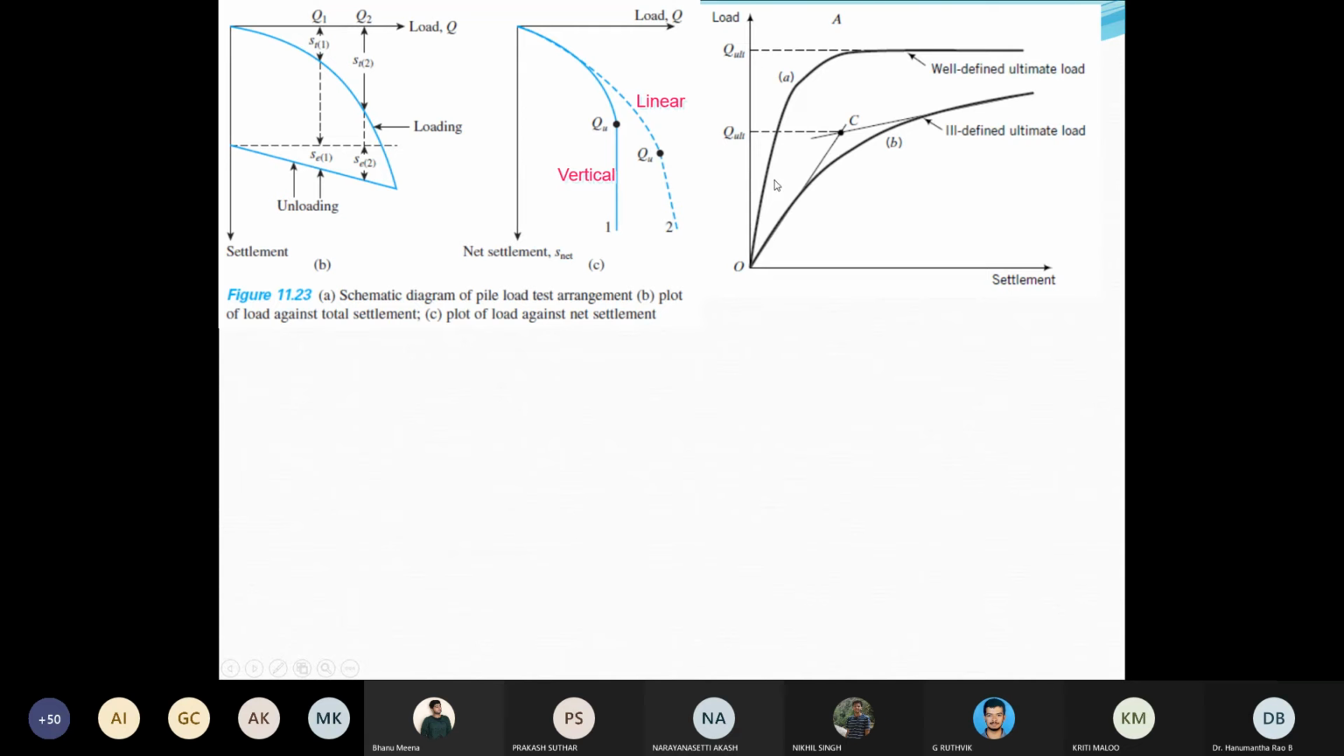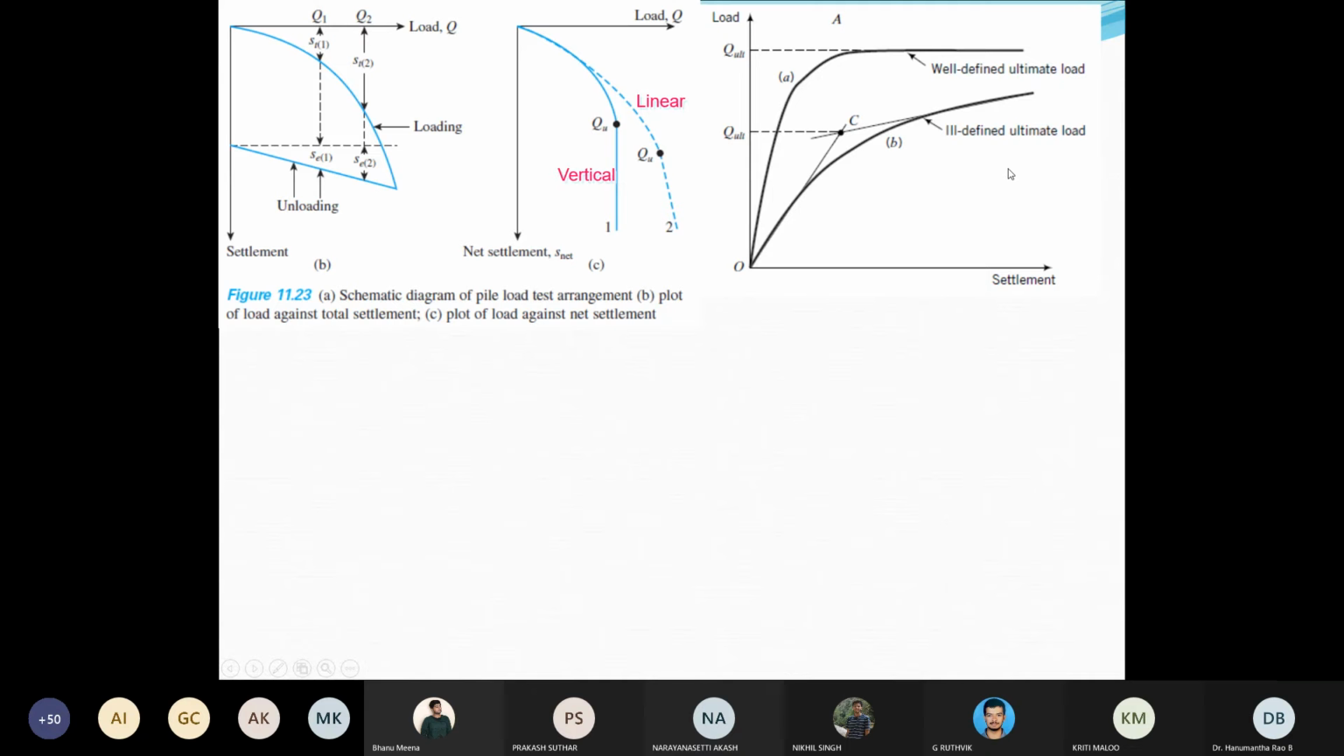Depending upon the curve type, it can be referred to as well-defined ultimate load or ill-defined ultimate load. In the case of the well-defined ultimate load, as you increase the load, the settlement increases, but after a certain time the settlement almost becomes constant. So if you draw a horizontal line at the constant value of the settlement, wherever it touches the vertical axis ordinate, that can be referred to as the Q ultimate.